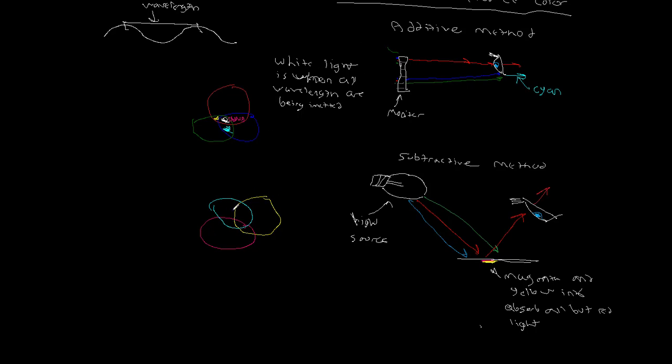Where we have cyan and magenta overlapping, this is where we would get our blue. Where we have yellow and cyan overlapping, this is where we would get our green. And where we have magenta and yellow overlapping, this is where we would get our red.